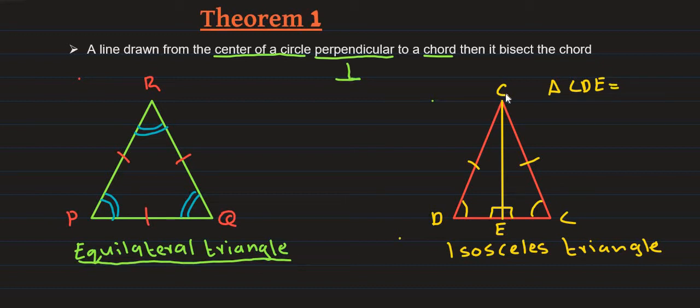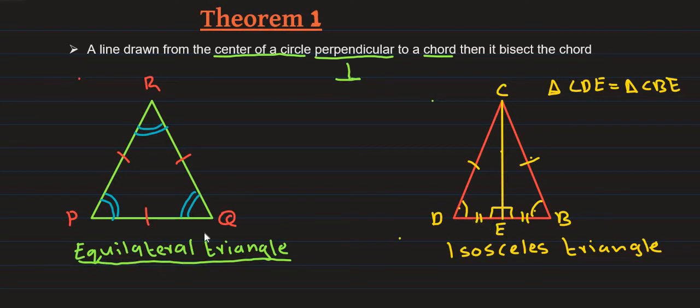Triangle CBE. To prove the theorem, the line from the center is a bisector, the lines are equal and have a common angle.